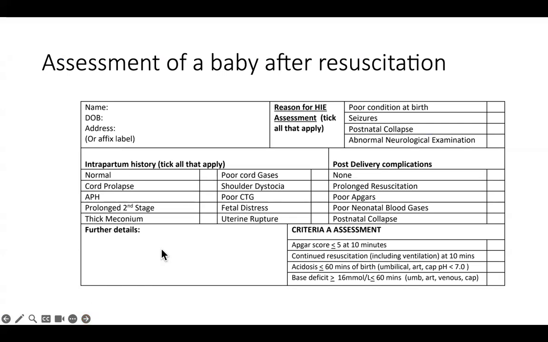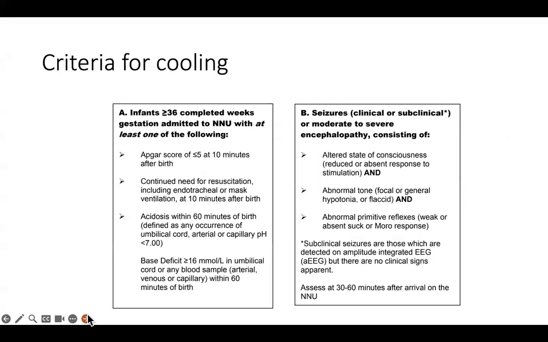So we look at the history, cord gas, the Apgar score, and the need for resuscitation. All babies who need resuscitation, you have to do a blood gas, which could be a cord venous gas or a capillary gas, which gives us the severity of the acidosis, indicated by a very low pH or a base deficit. And then we look at the criteria for cooling.